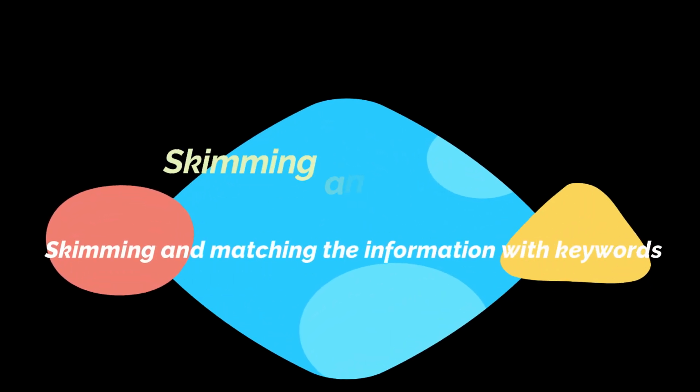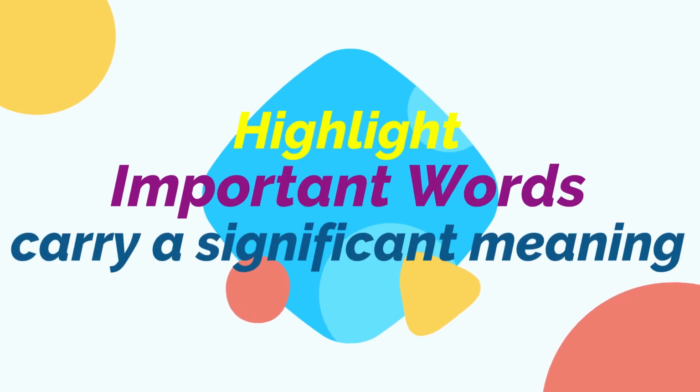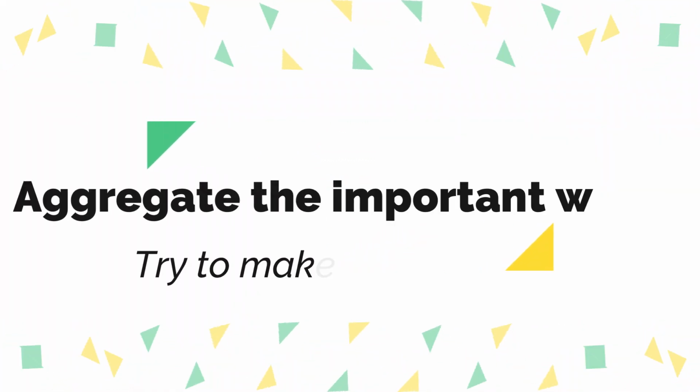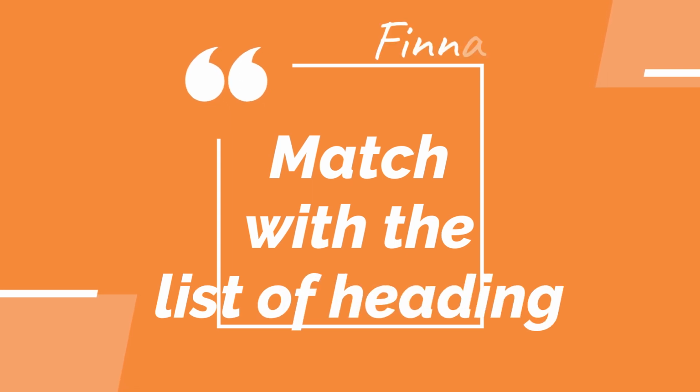Let's start to skim the paragraph and analyze it. First, highlight the important words that carry significant meaning. Second, eliminate the supporting ideas. Third, aggregate the important words and try to make sense. Finally, the sense will be matched with the list of headings. Mentionable that several ideas may be found in the paragraph, but the matching idea will be picked up.